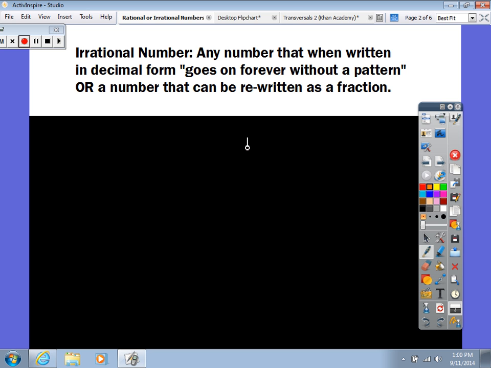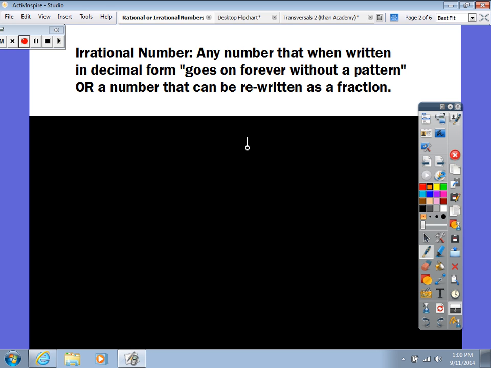Now remember, this is Ms. Fruget's definition. You're probably not going to find this even on Wikipedia, and you're probably not going to find it on the internet either. But my definition, which we talked about last year as well, was an irrational number is any number that when written in decimal form goes on forever without a pattern. Or you could consider it to be a number that cannot be rewritten as a fraction.